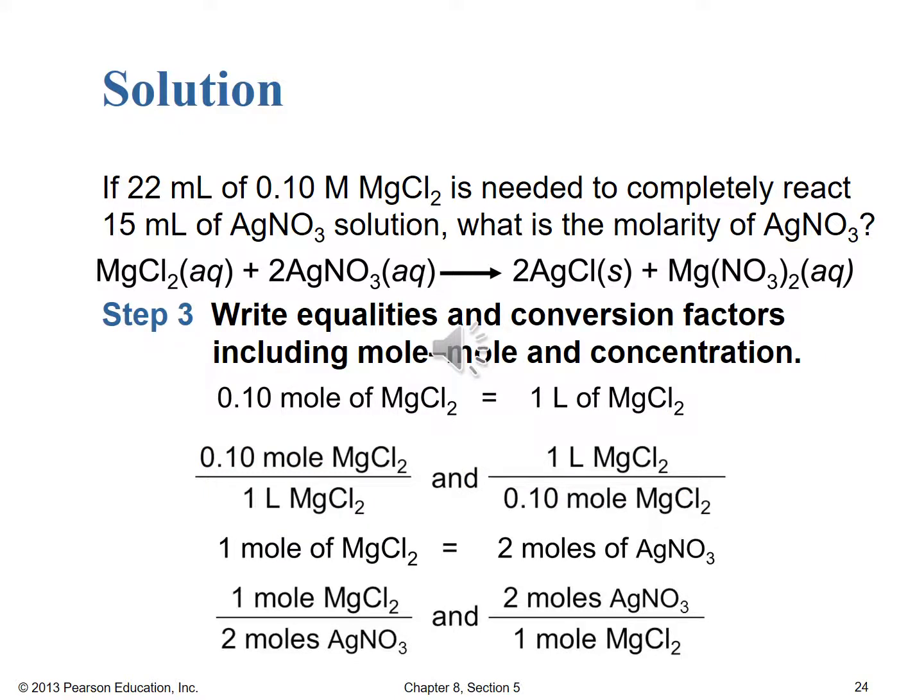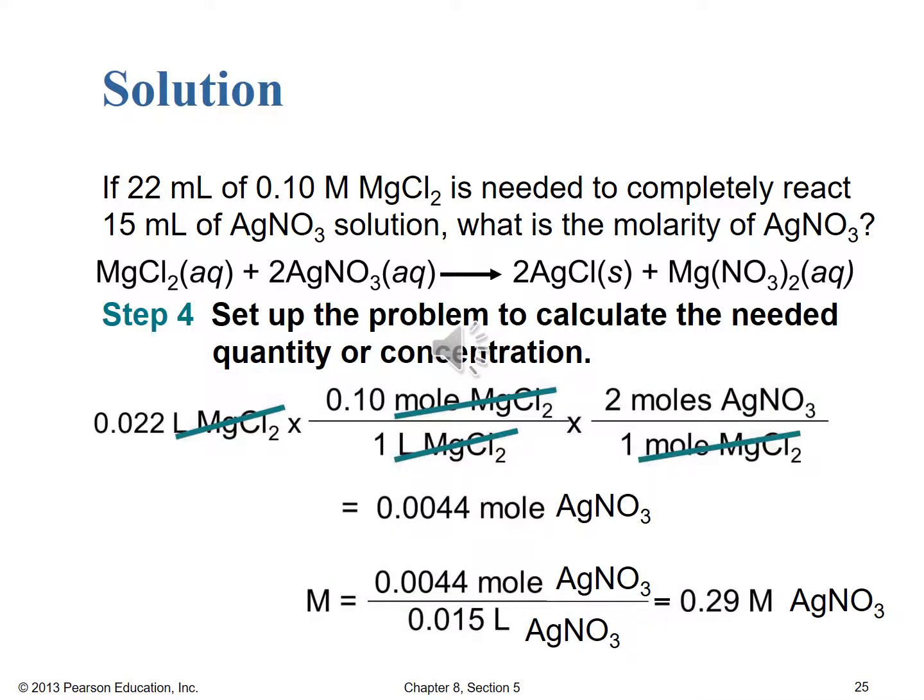Moving on to step 3 here, we can write some equalities. In this case, we know that 0.10 moles of magnesium chloride equals 1 liter of that magnesium chloride solution. We also know that we could express that as an equality, a conversion factor now rather, with 0.10 moles of MgCl2 in the numerator and the 1 liter in the denominator, or the inverse. We also know that 1 mole of magnesium chloride equals 2 moles of silver nitrate based on the balanced chemical equation, and therefore we can express that either with the 1 mole MgCl2 in the numerator and the 2 moles AgNO3 in the denominator, or the inverse, depending on what will get us the units canceling in order to give the desired final unit.